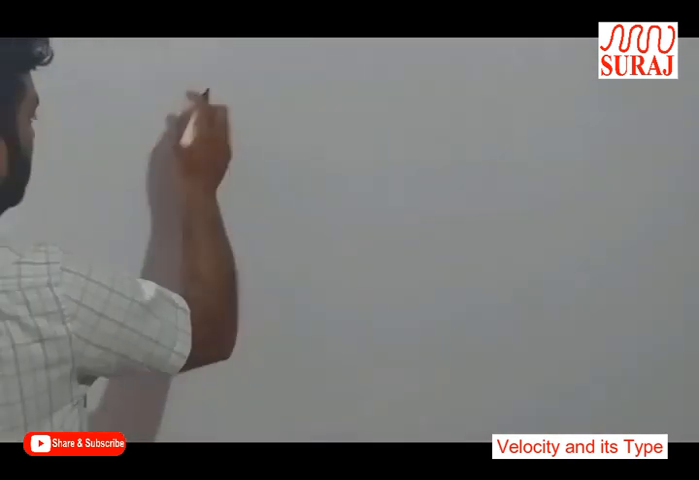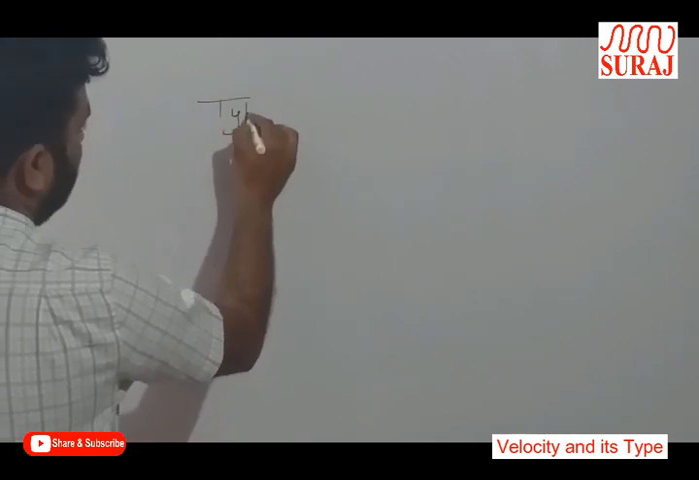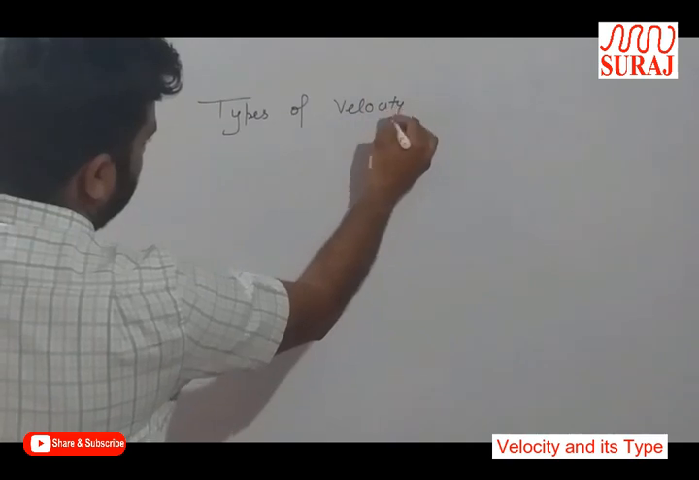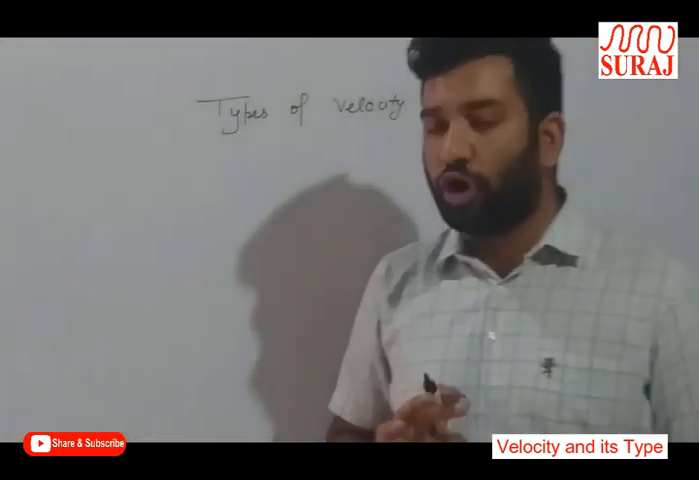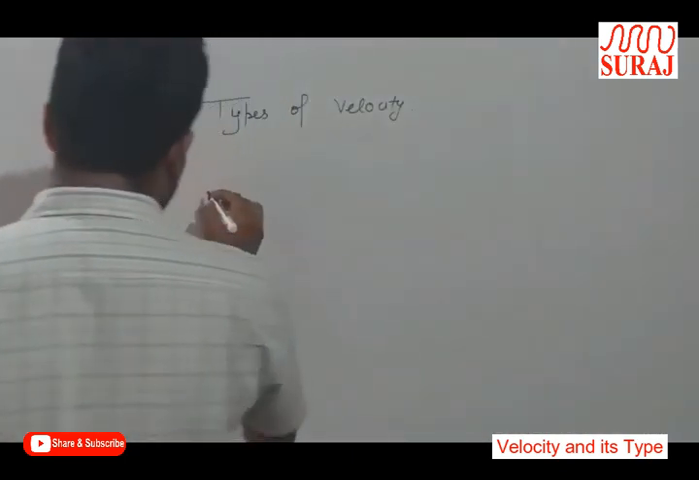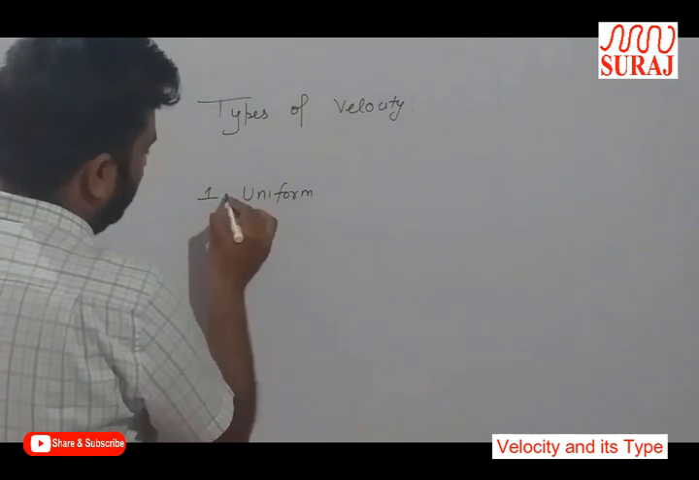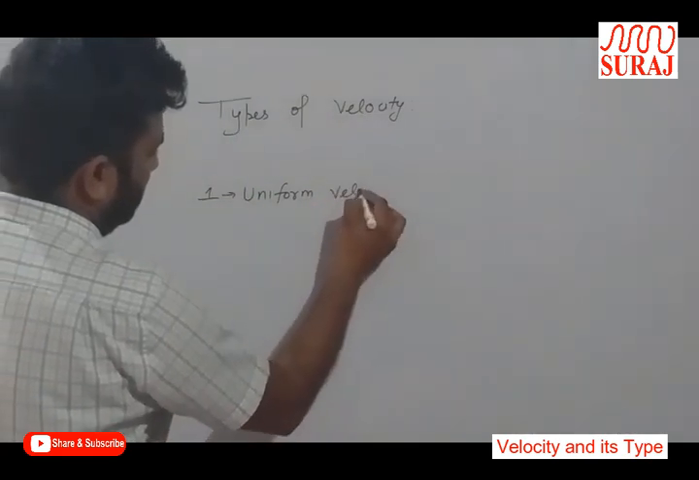Now, types of velocity. Dear students, generally there are four types of velocity. First is uniform velocity.